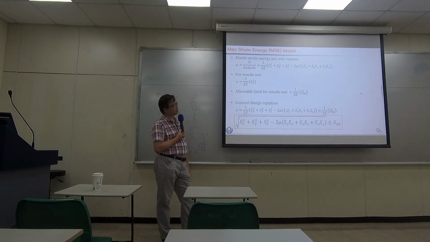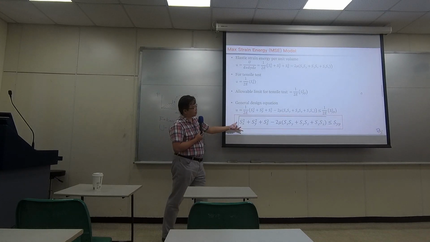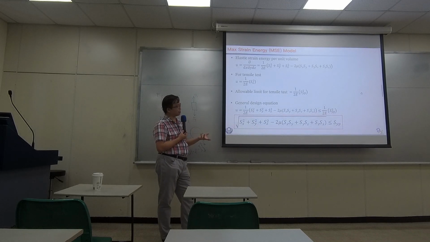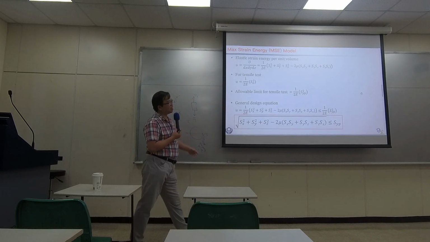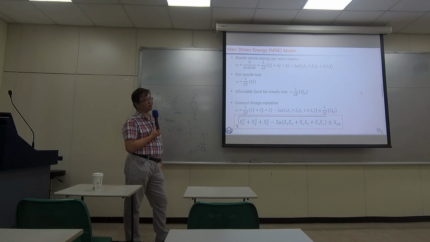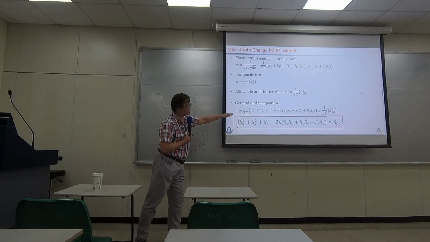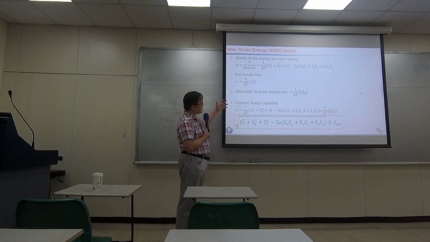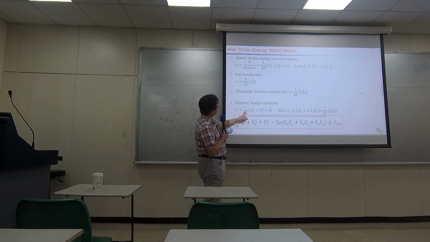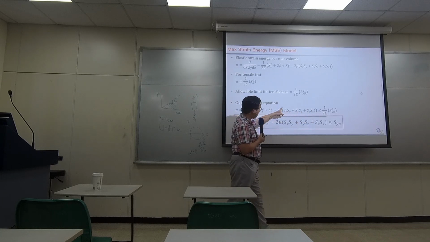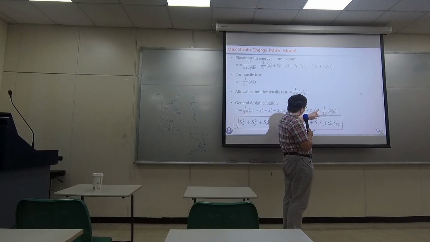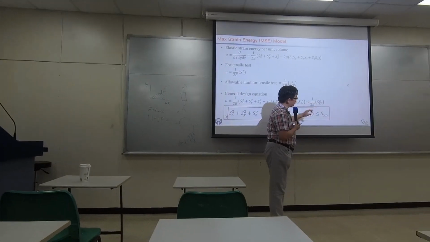But I actually don't want you to memorize the equation. You can always find it in the book or from the internet, from the literature. But the concept, I feel like it's more important, how we get here. Okay, so once you have this general equation, basically the idea is the elastic strain energy per unit volume for any general loading condition must be smaller than or equal to the upper limit we found here.